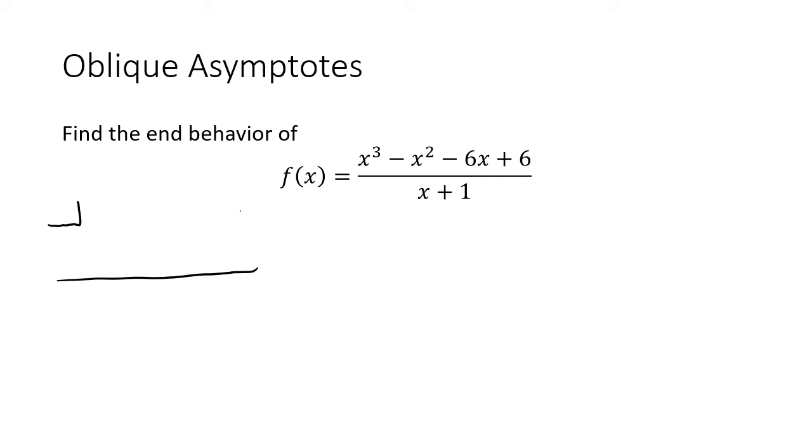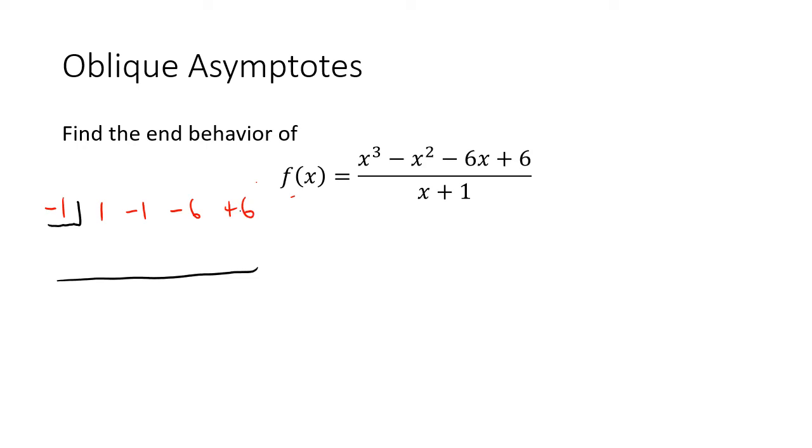And so what we'll get is our quotient, the degree of our quotient is going to be 2, which means our oblique asymptote is going to be a quadratic, which is super weird. It's going to be a parabola. But we can still do synthetic division here. So we'll take x cubed minus x squared minus 6x plus 6, and we're dividing it by x plus 1.